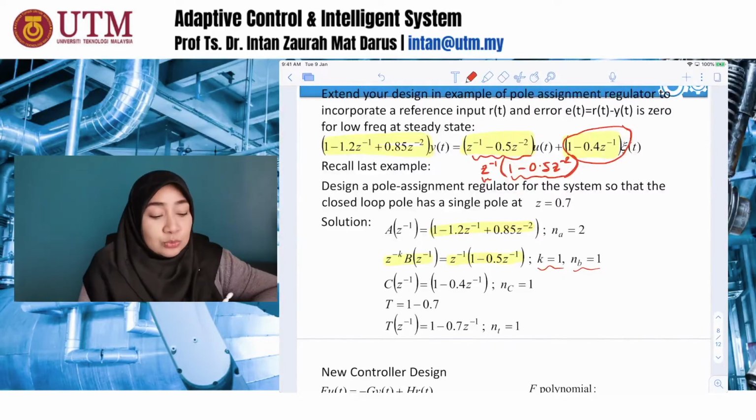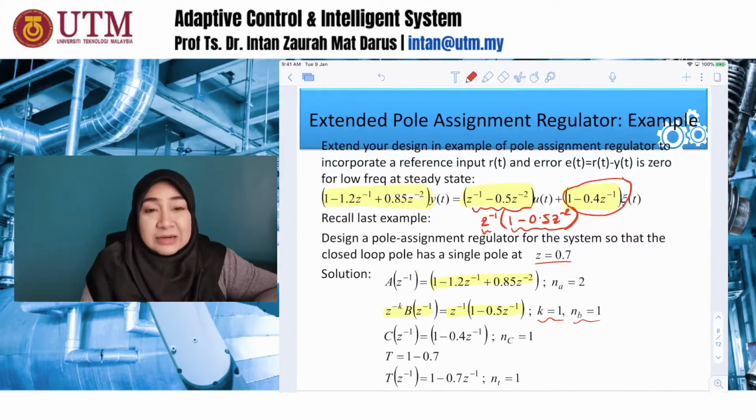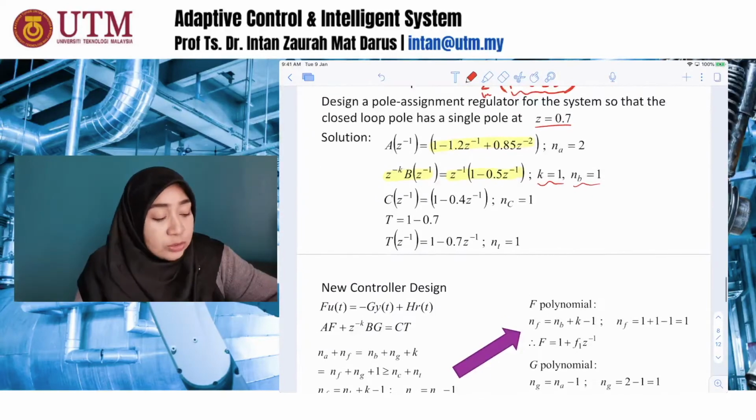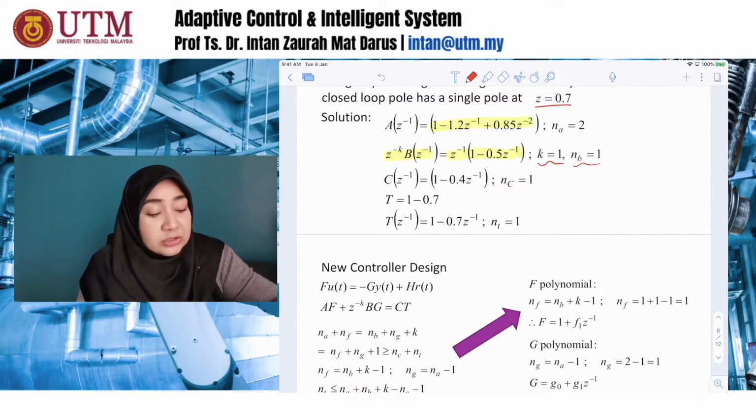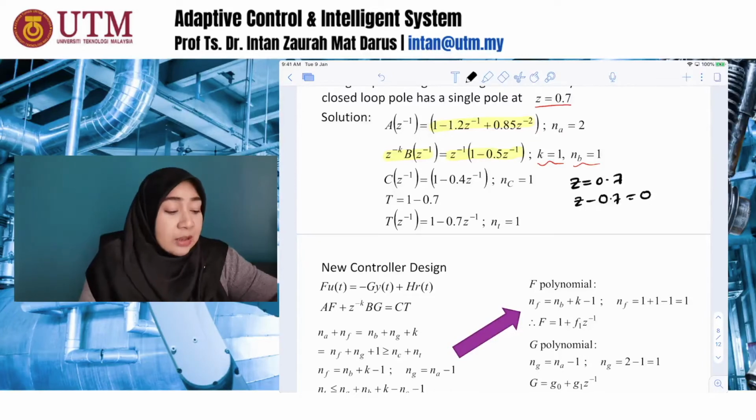Then again, we want to design a system with a stable pole. The problem states that we need to design an extended pole assignment controller where the pole is decided at a single pole of z equal to 0.7. How do we do that? We know the root of our pole is z equals 0.7, so it must come from our characteristic equation. If I write z minus 0.7, it must be equal to 0. That is how we get the roots, so it is the value of your pole.